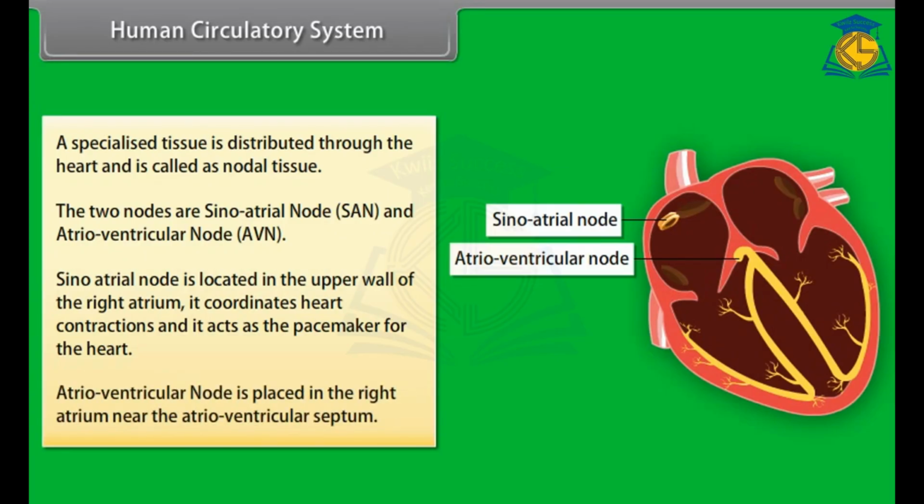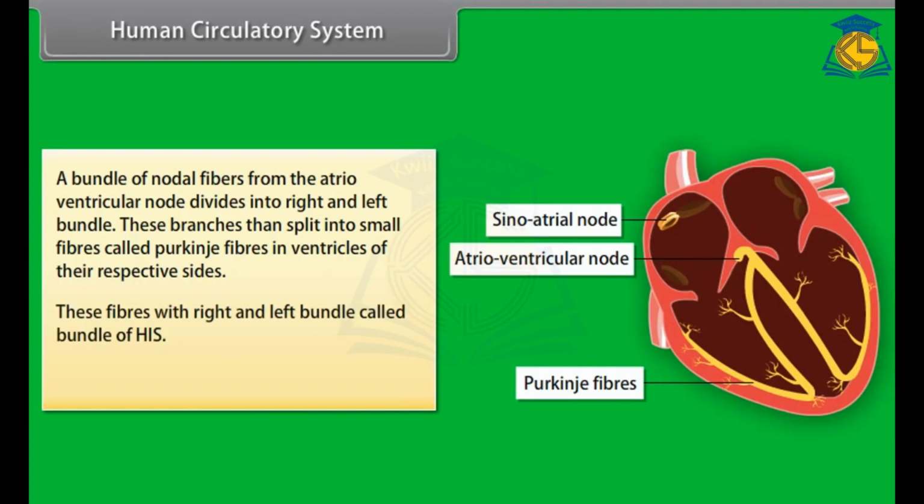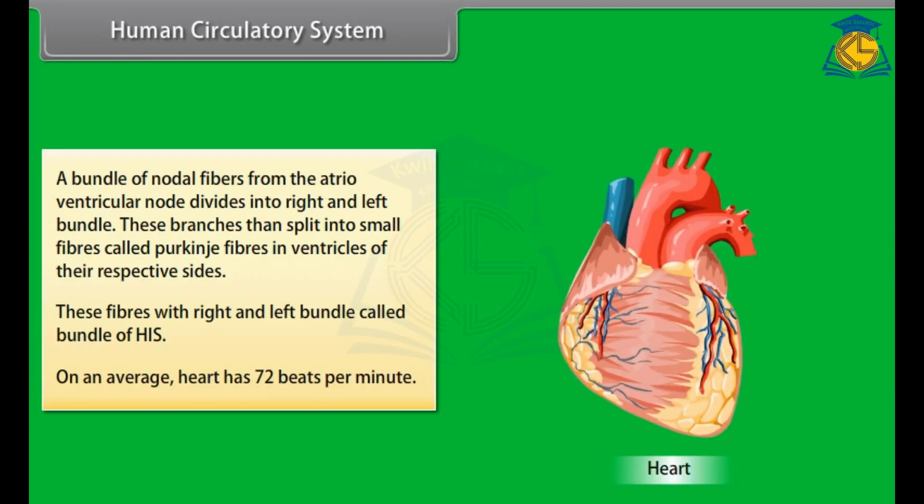Atrioventricular node is placed in the right atrium near the atrioventricular septum. A bundle of nodal fibers from the atrioventricular node divides into right and left bundles. These branches then split into small fibers called Purkinje fibers in the ventricles of their respective sides. These fibers with the right and left bundles are called the bundle of HIS. On an average, the heart has 72 beats per minute.